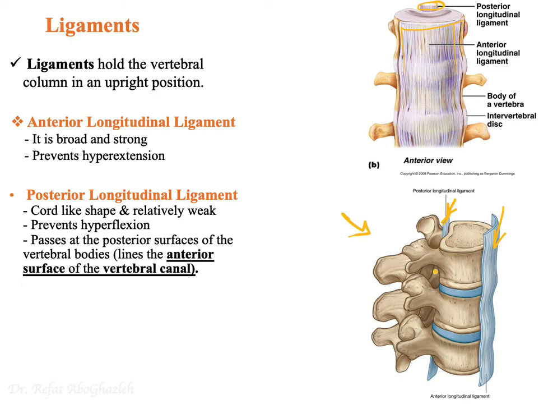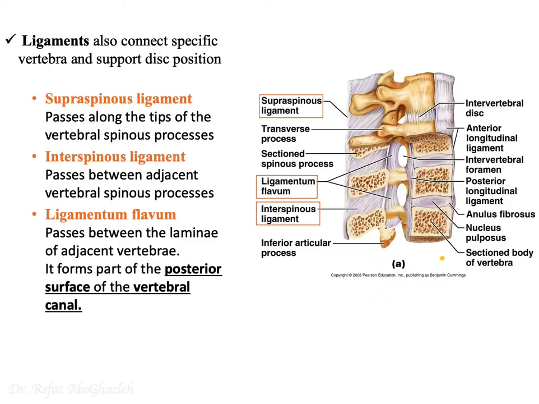And if you dig deep here, look at the vertebral canal, or what we call the vertebral foramen, right? The posterior longitudinal ligament forms the anterior surface of the vertebral canal. It is posterior to the vertebral body directly, but still anterior to the vertebral canal or foramen. So it forms the anterior wall of it. Okay, what do we have other than the anterior and posterior longitudinal ligaments?